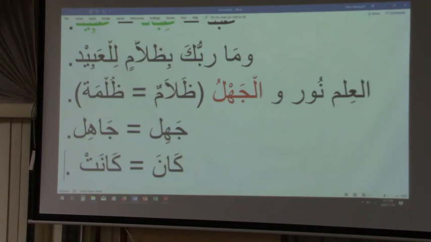Example, كان الرجل مريض. What does it mean? The man was a patient. The man was sick. كان الرجل فقير. The man was poor. Good. كان and كانت. كيف كانت المراجعة? How was the revision? So كان is was, and كانت is for female, right?